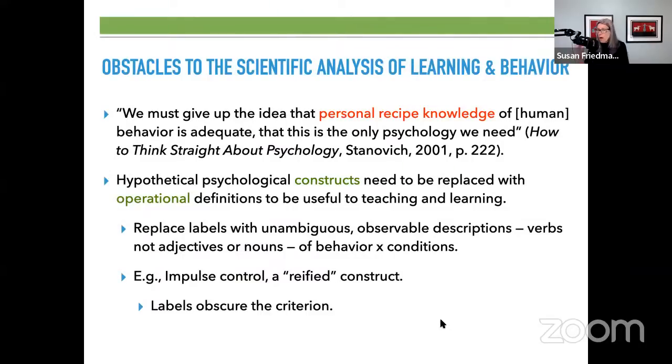So what are the obstacles? I'm always hoping that if we are sensitive to why our cultures tend to not accept a science of behavior and learning, we would be better ambassadors, better teachers and disseminators of the science to be able to help people do what they do better. There's a lovely book called How to Think Straight About Psychology, a small, easy to read monograph. I highly recommend it, again, an old version so that it's inexpensive.